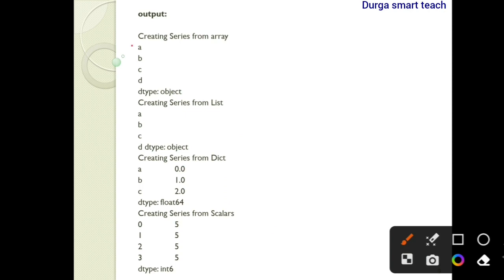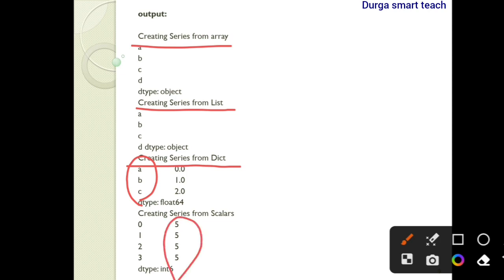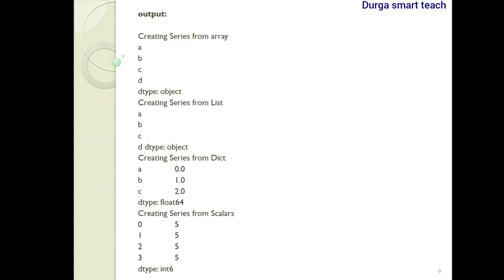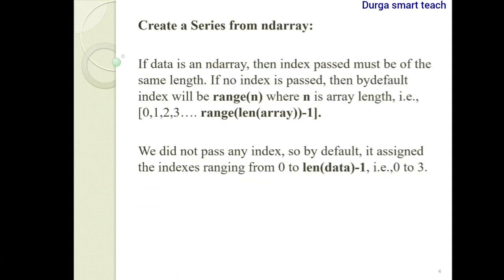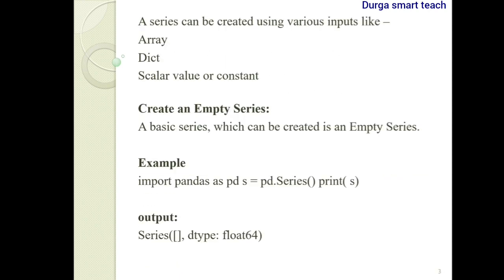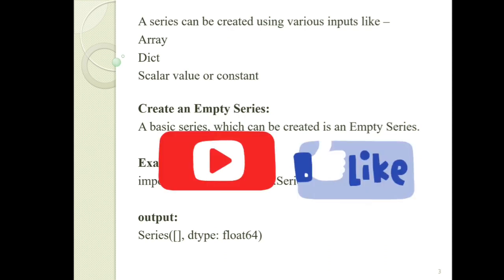So let's see the output. First, creating a series from arrays: a b c d, and after that list, and after that dictionary. Dictionary keys are considered as index values, and after that, creating a series from scalars. So 5 is repeated 4 times. By this we can create a series. We can create a series by using list, tuples, set, dictionary, arrays and scalars.